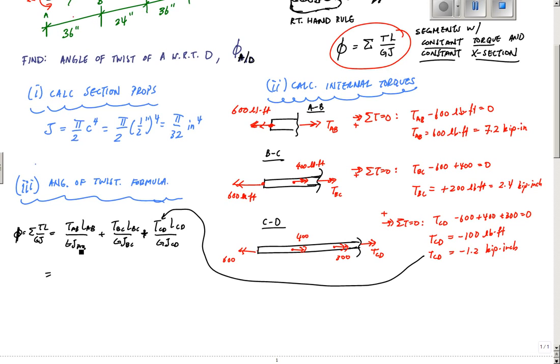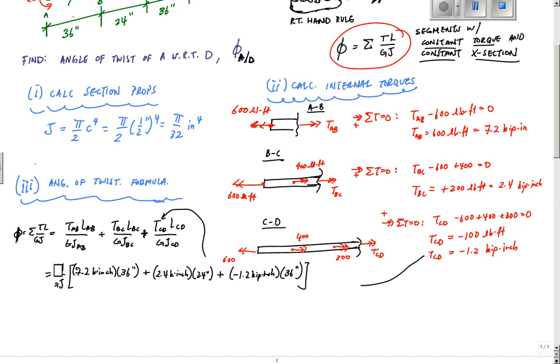So here, now we're going to substitute. We know that these GJs are all the same, so JAB equals JBC equals JCD, so that I can factor that out: 1 over GJ times TAB times LAB, and that is, let's see, 7.2 kip inch times 36 inches, the length of AB, plus TBC, which is 2.4 kip inch, times 24 inches, right there, 24 inches, plus TCD, which is minus 1.2 kip inch, times 36 inches right here.